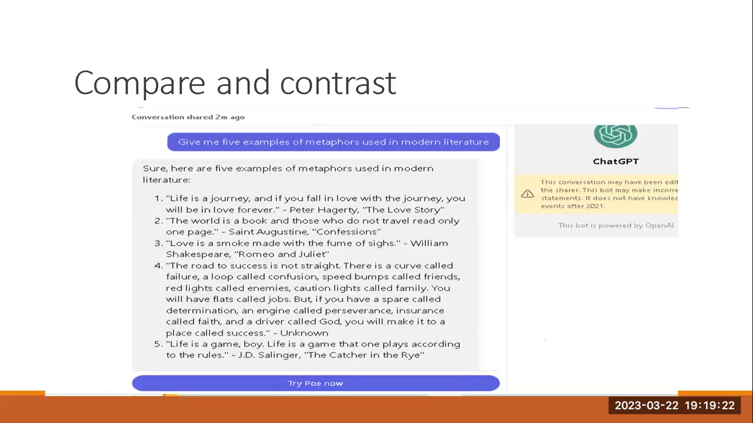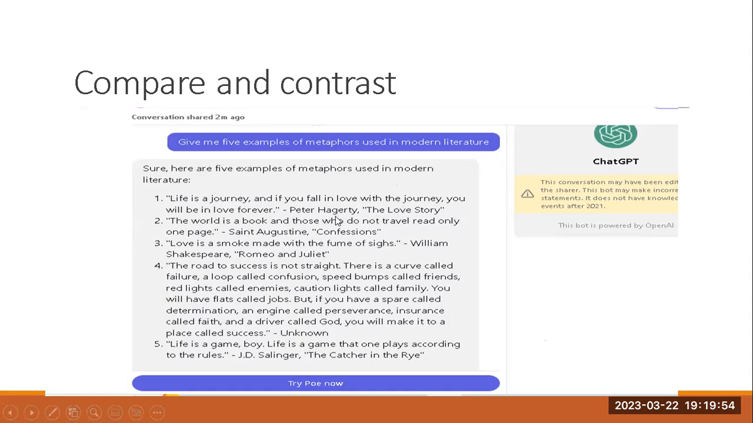So for example, here, you ask ChatGPT, for example, give me 5 examples of metaphor used in modern literature. I'm teaching my students how to use metaphor and simile or analogies in their writing, and I want them to differentiate between the two. So I asked this question and he gave me all these responses. Okay, you can see that he also gave me a citation.